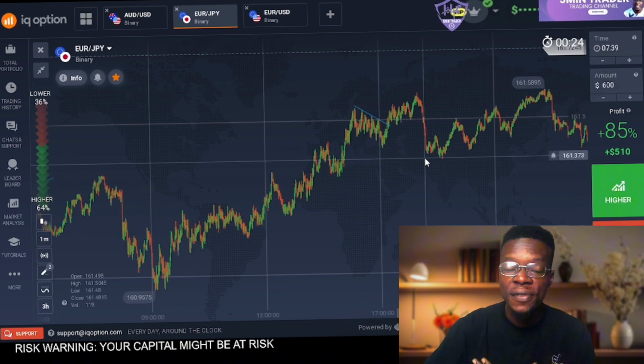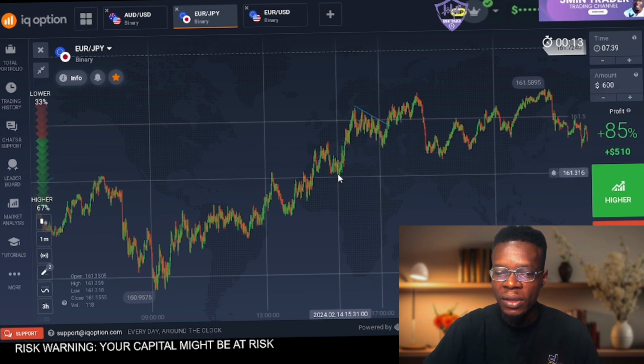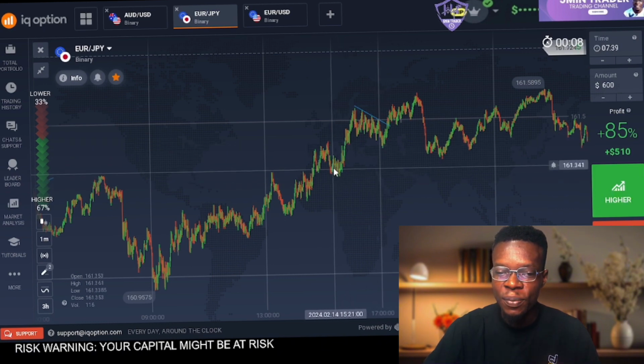So how do you know if the structure of an uptrend has broken? You are going to know that if you have the higher lows broken, the higher low swings. Now, this is an example of a higher low swing. This is a higher low swing. This is also a higher low swing. This is now a low that is higher than this previous low.